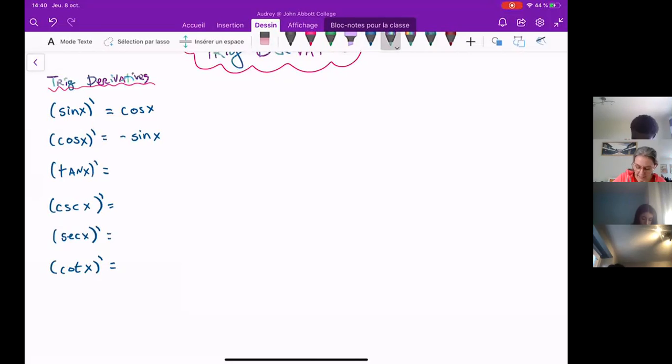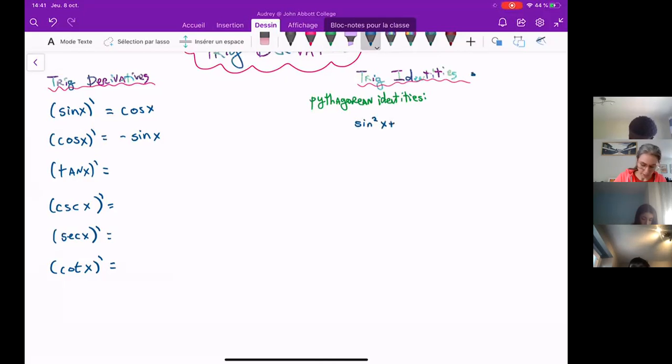So we also have some trig identities that are going to be useful. Maybe you guys remember some of them. We have two different types of identities that you're going to have to eventually memorize, and those are the Pythagorean identities, and they say that sine squared x plus cosine squared x is equal to 1, and tangent squared x plus 1 is equal to secant squared x.